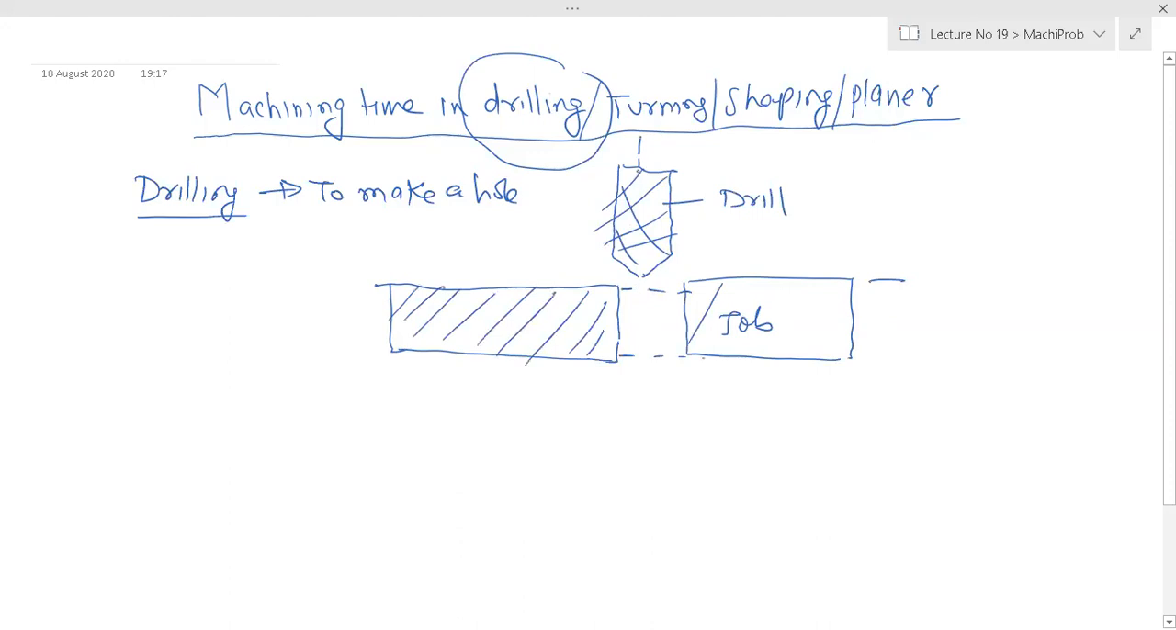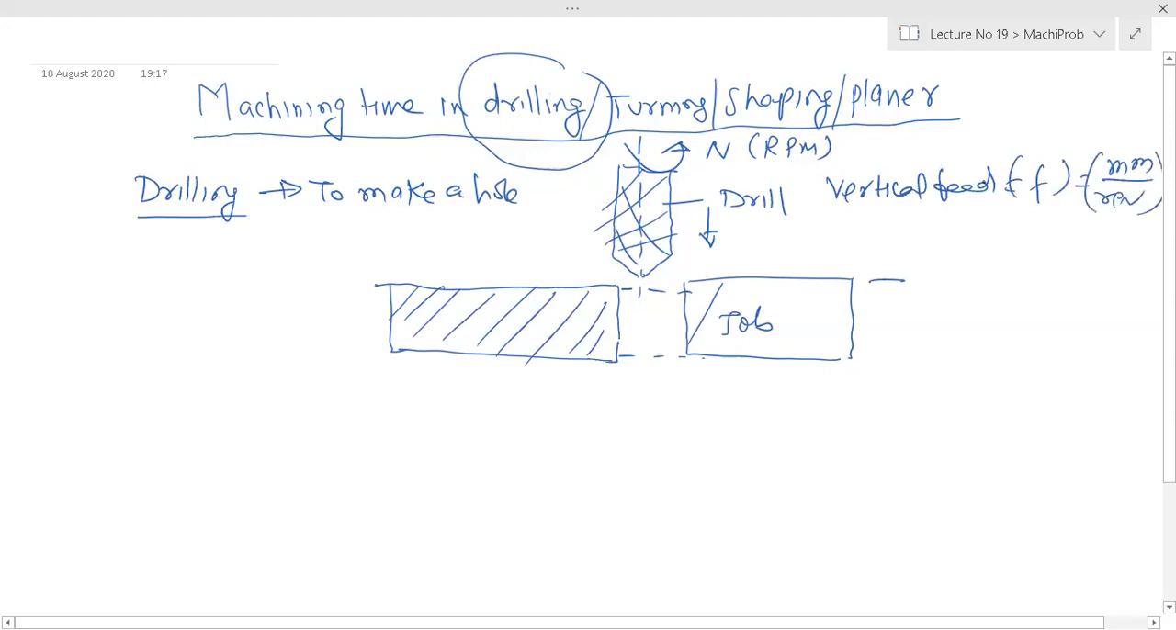So this is your axis of the drill. It rotates with a speed N, that is RPM, and it moves in a downward direction. So the vertical feed is F, that is millimeter per revolution. It means vertically it moves F millimeter in one revolution. N is the RPM of the spindle. The thickness to be drilled is L.